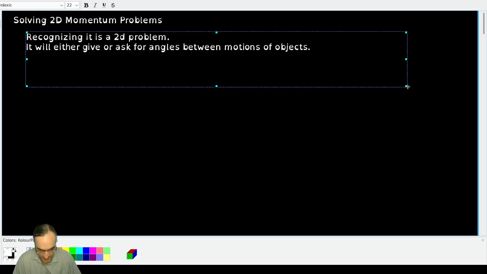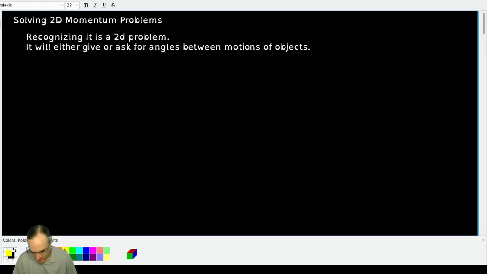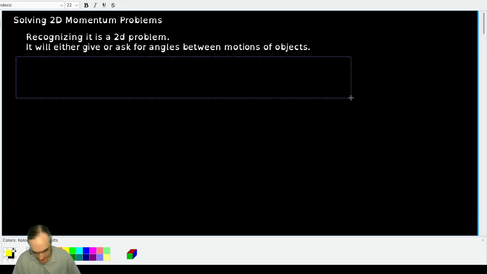Usually those things are enough to key you in on it, but keep an eye out for it, because this is the single most common mistake made when doing 2D momentum problems: treating them as though they're 1D momentum problems. So just don't do it. If you see any signs that it's going to be a 2D momentum problem, then don't use 1D momentum methods. All right, let's see some other things about it.